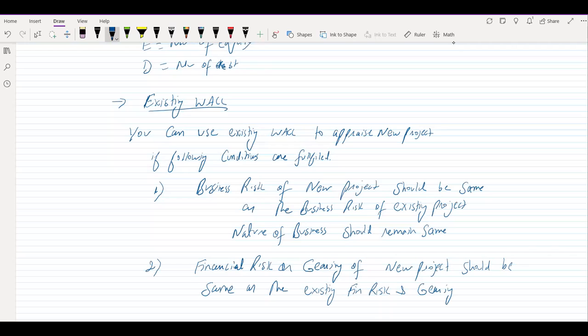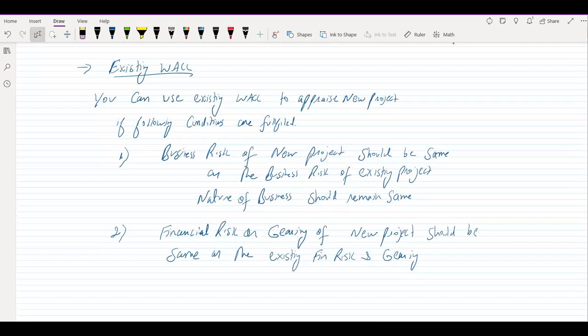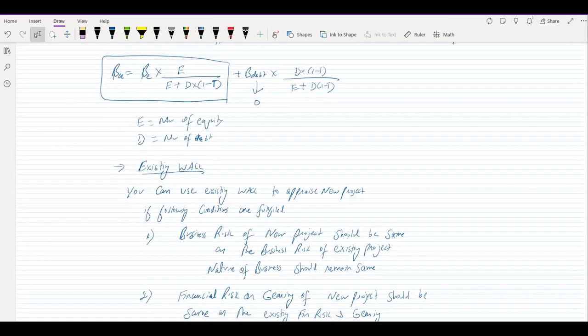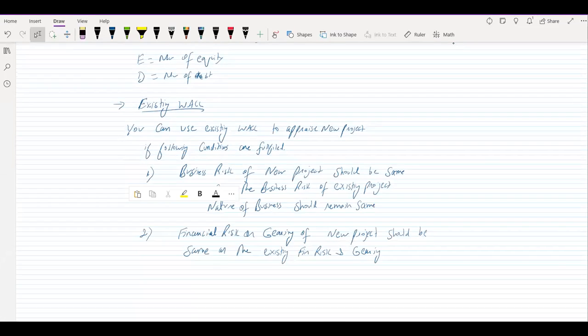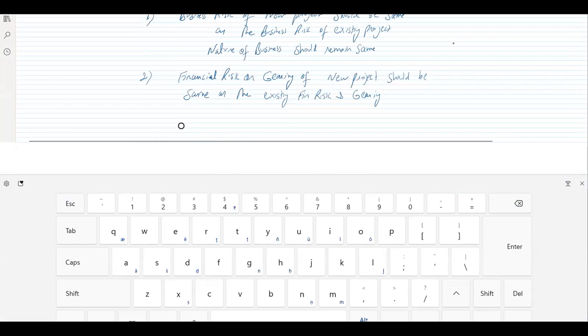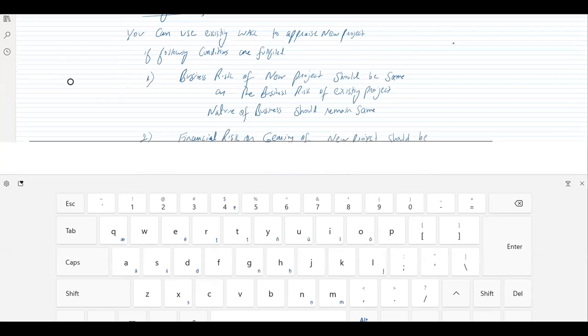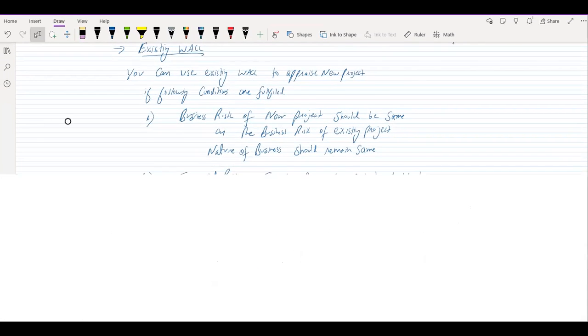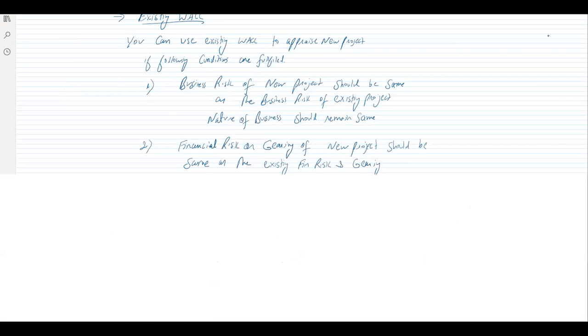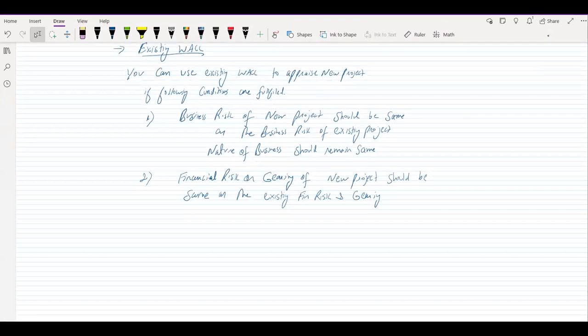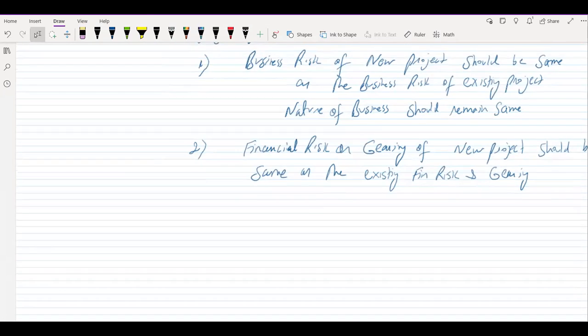So दो बातें, you can use the existing WACC if the business risk of the new project and the financial risk of the new project is same like the existing business. पुराने वाले बिजनेस का बिजनेस रिस्क और पुराने वाले बिजनेस का फाइनेंशियल रिस्क वही होगा जो नए वाले का होगा, तो आप पुराने वाला WACC यूज कर सकते हैं. ठीक है. तो अगर डिफरेंट हो गया तो हम यूज करेंगे रिस्क एडजस्टेड WACC.